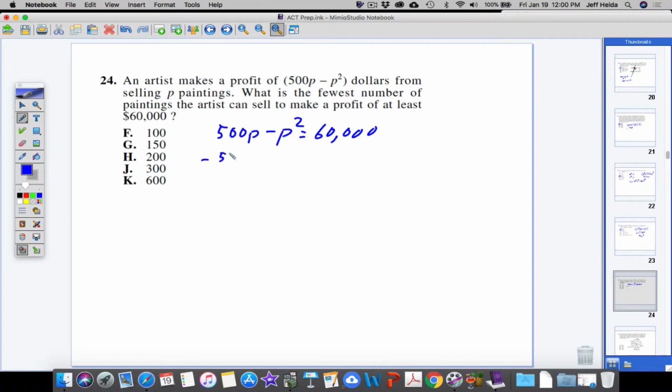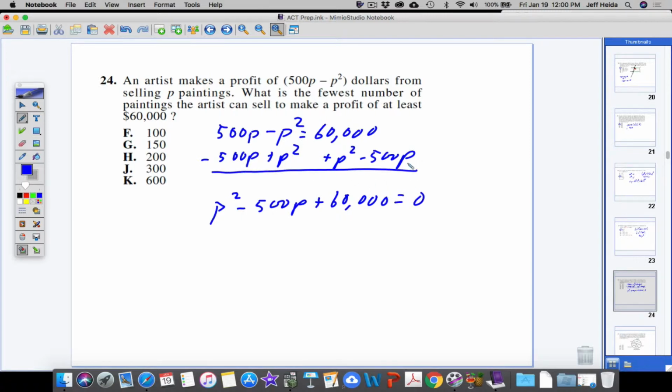I'm going to subtract 500p and add p squared to each side. And you will get p squared minus 500p plus 60,000 is equal to 0, because I moved everything over to one side. Now, we have learned that we can factor this. That is way number 1. Factor equals 0. It's going to be p and p, and both are going to be negative. Now, what two numbers added together give you 500, multiplied together give you 60,000?